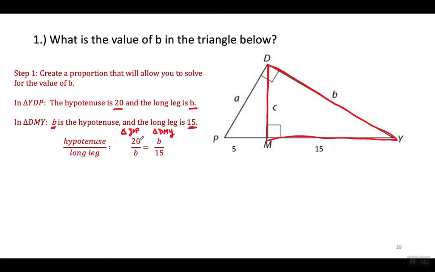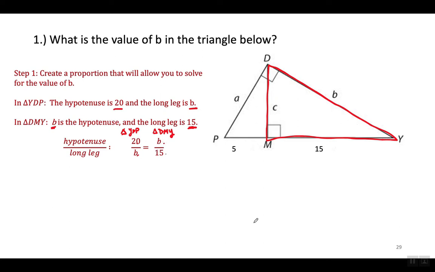This is the hypotenuse of triangle YDP being compared to the long leg of triangle YDP, and the hypotenuse of triangle DMY being compared to the long leg of triangle DMY. In a proportion, you have to compare the same thing to the same thing. If I'm comparing the hypotenuse to the long leg on one side, I have to do the same thing on the other side: the hypotenuse to the long leg.